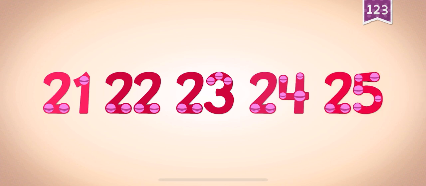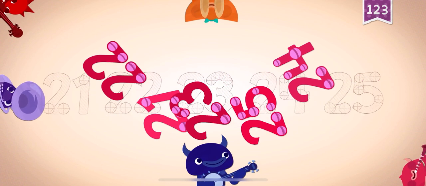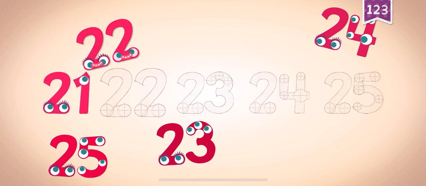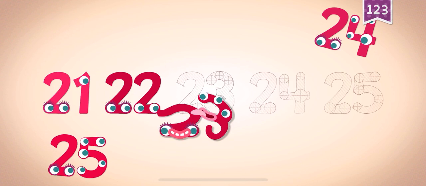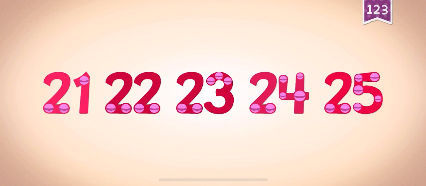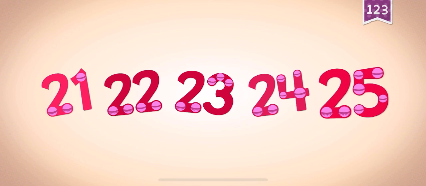Count by ones starting at 21. 21, 22, 23, 24, 25. 21, 22, 23, 24, 25.